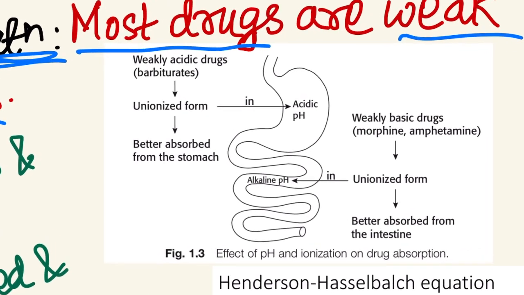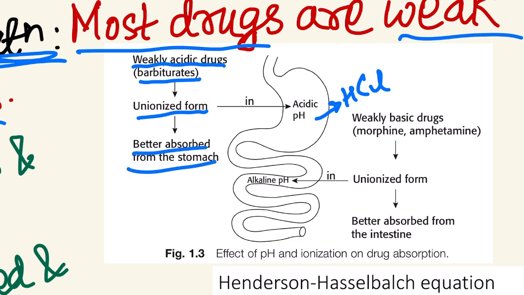Let's focus on this image. Suppose in the stomach we have HCl. So as a result, the pH of the stomach will be acidic in nature. So if we take weakly acidic drugs, that is weak electrolytes, an example being barbiturates, they will remain in the unionized form in acidic pH, and as a result they will be easily absorbed because, as I've already mentioned, when the drug is unionized, non-polar and lipid soluble in nature, it is easily absorbed.